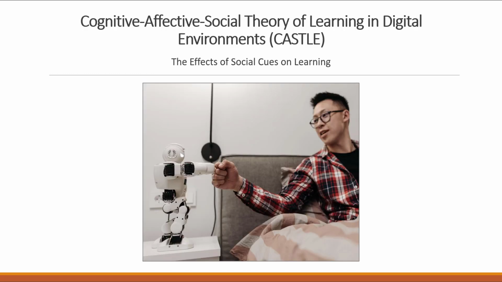The Cognitive-Affective-Social theory of learning in digital environments, CASTLE, hypothesizes that inherent characteristics of online learning materials cause learners to react to those materials in digital environments similarly to how they would interact with other people. These humanizing characteristics of digital materials influence the cognitive processes involved in learning. The better and more frequent the social cues, the stronger the influence.